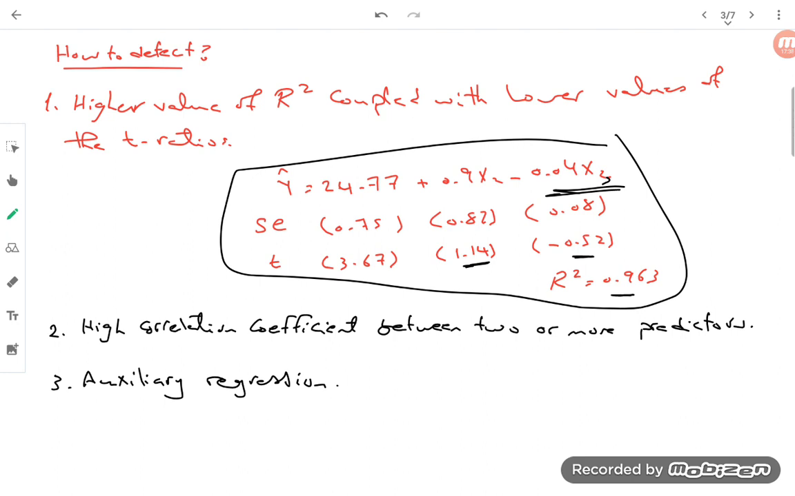After detection of the problem, we would like to cure this problem. So how can we overcome this problem? Remedies of multicollinearity. Number one, do nothing.